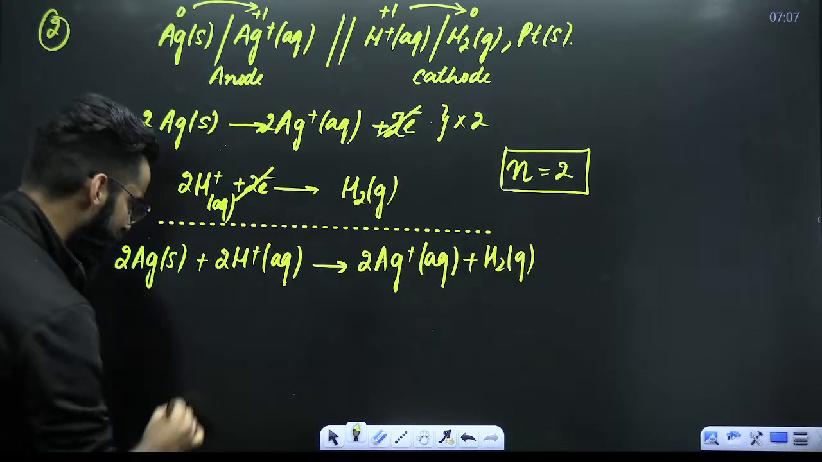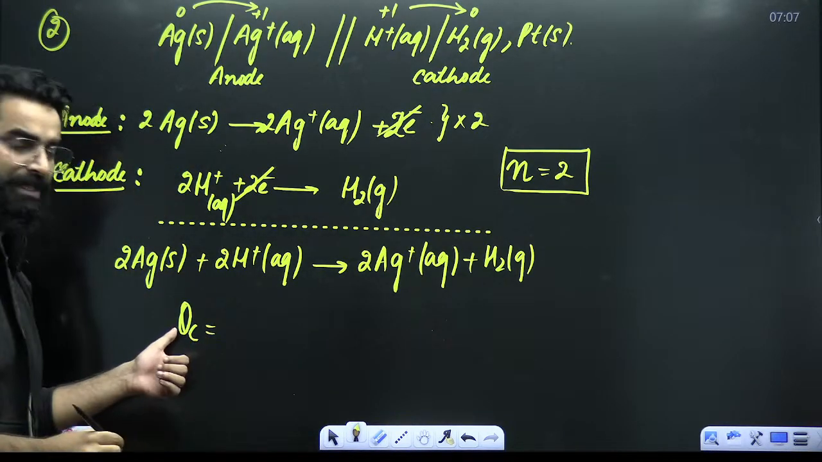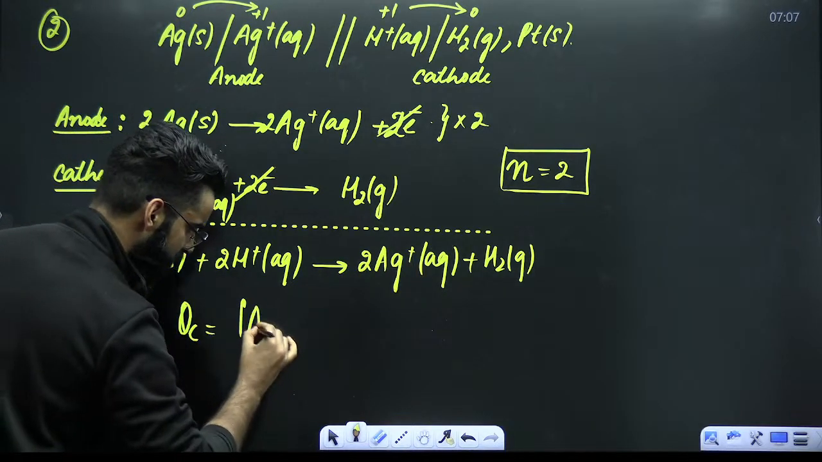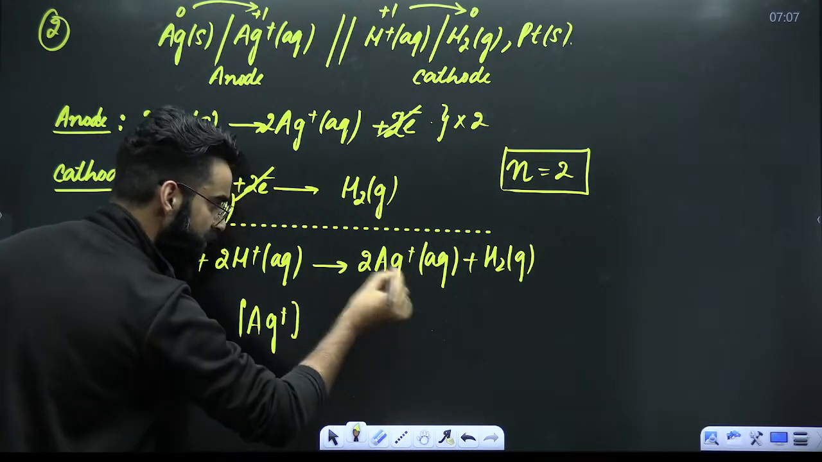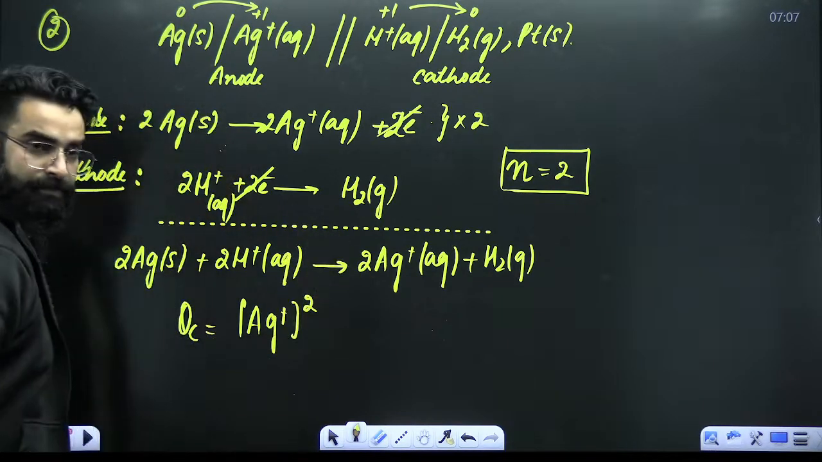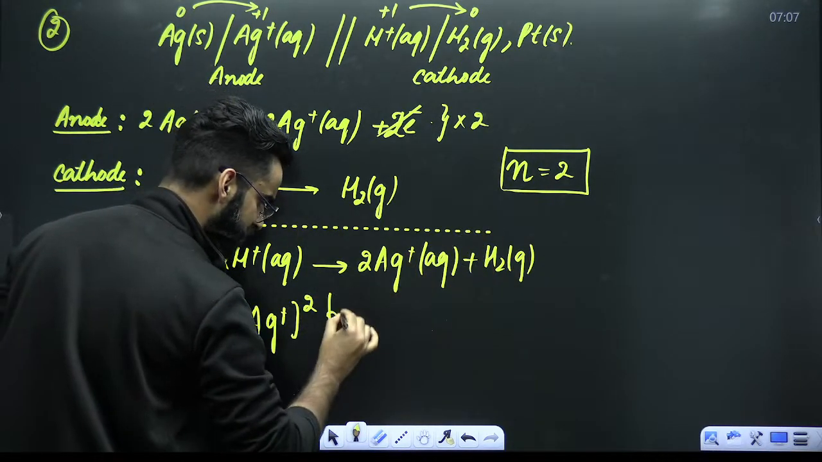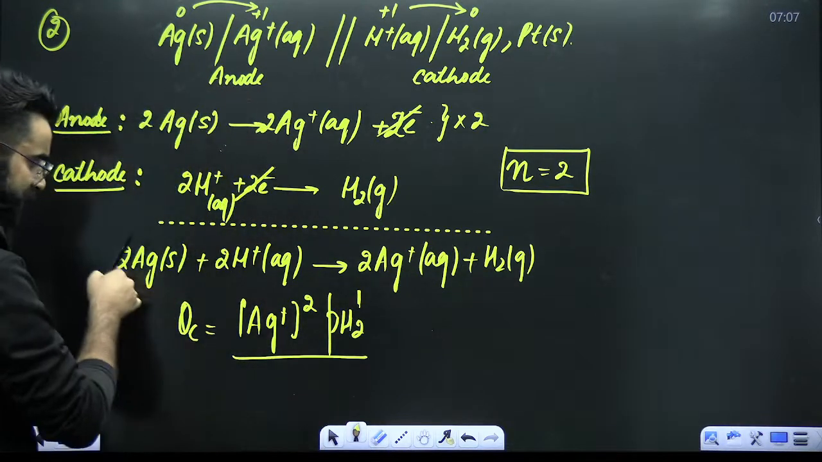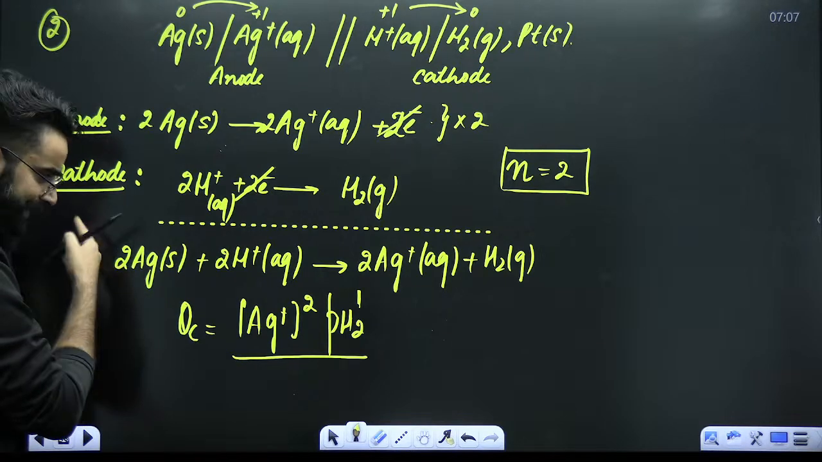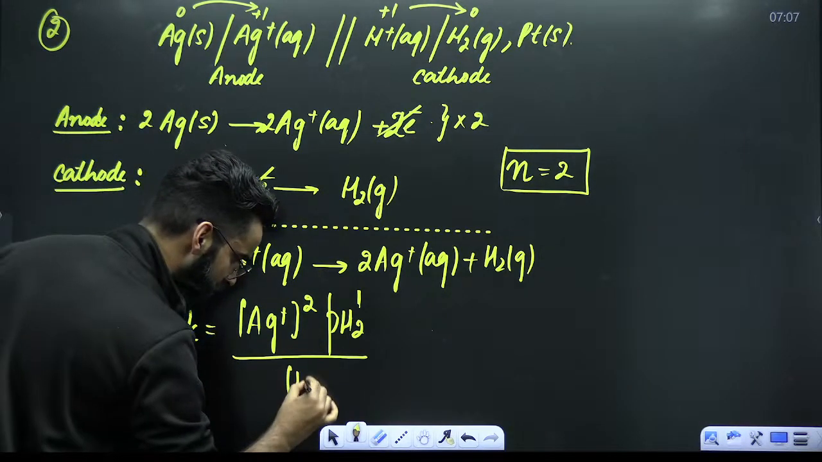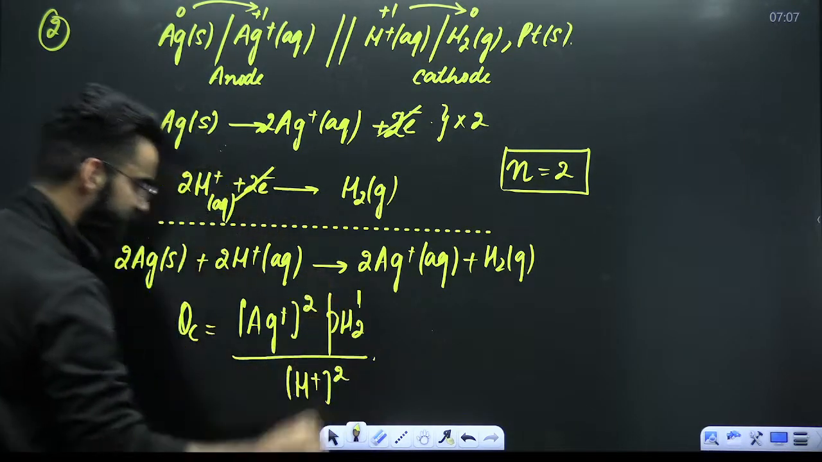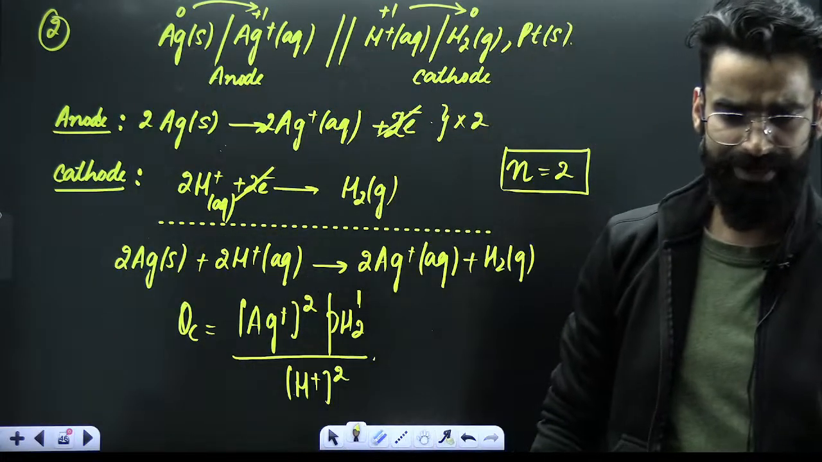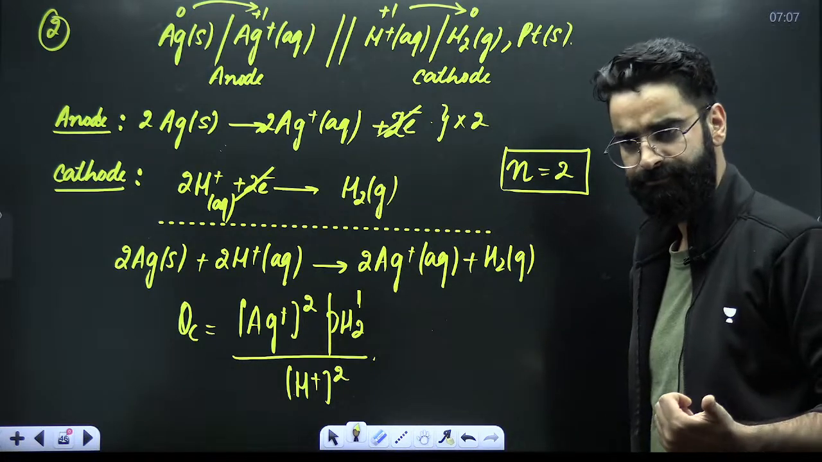If I ask you, how do we write the QC expression? QC is going to be, start with the product. This product is in aqueous state. So use the term concentration. Concentration of Ag positive raised to the power of the stoichiometric coefficient, that's 2. This H2 is in gaseous state. Use the term partial pressure. Partial pressure of H2 raised to the power of the stoichiometric coefficient, that's 1. Divided by, this is in solid state, so its active mass is unity. Nothing to do with this. H positive. Use its concentration. Raised to the power what? Raised to the power 2. So this is how you write the QC expression as well. I hope this is super clear to everyone, right? Okay? Clear?